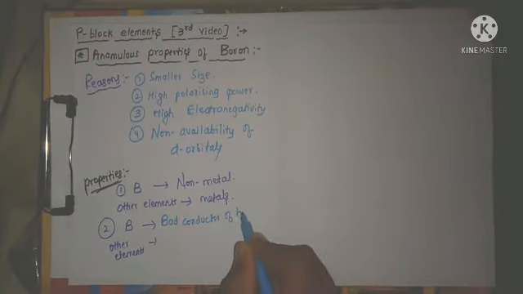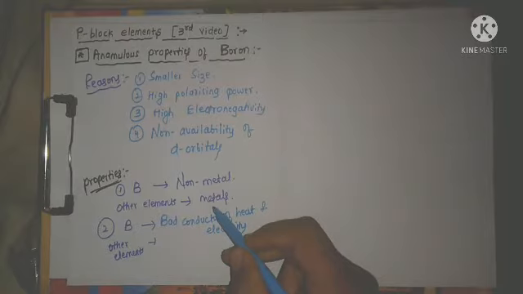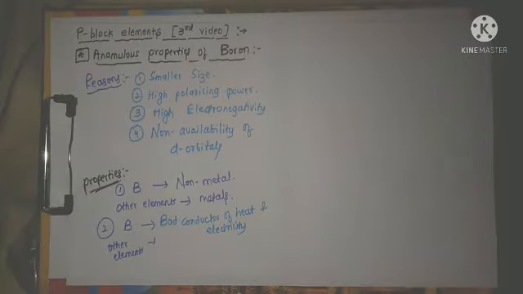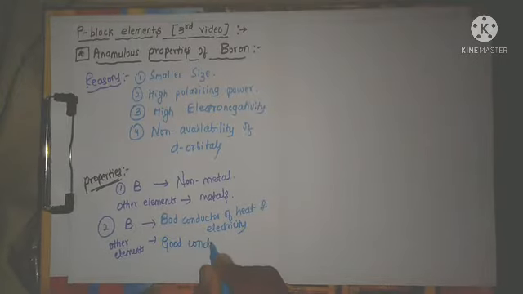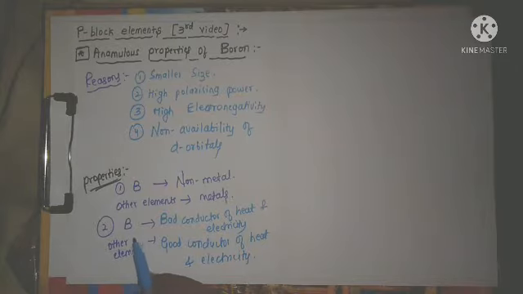Bad conductor of heat and electricity, whereas other elements are metals. Metals means good conductors. Other elements are good conductors of heat and electricity. So the second anomalous property is that boron is a bad conductor of heat and electricity, whereas other elements, that is aluminium, gallium, indium, thallium, are good conductors of heat and electricity.